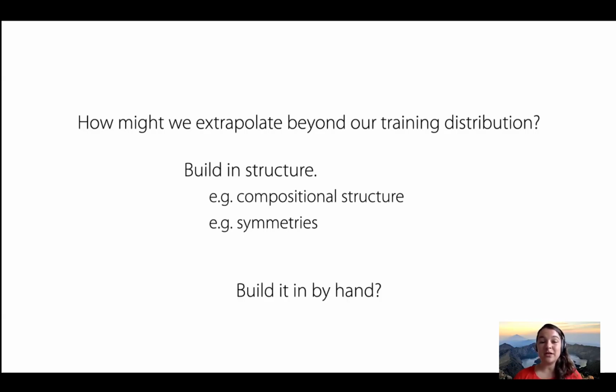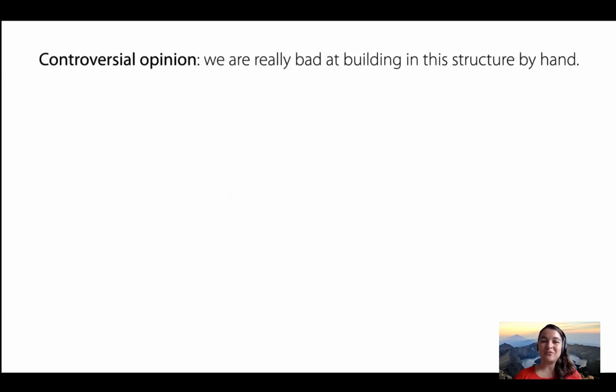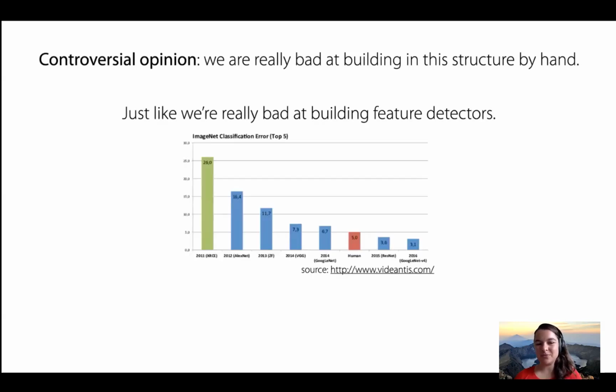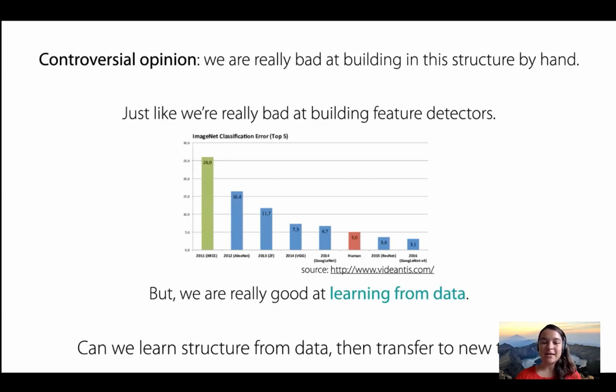One very natural approach is to try to build it in by hand. This is very natural because it seems like we're very good at generalizing, so maybe we can transfer our knowledge to the model. But I'd argue that we're actually really bad at building structure into models, just like we're really bad at building feature detectors. And we've seen this with the history of computer vision, when the performance on ImageNet got substantially better after the introduction of deep neural networks. So while we're really bad at building feature detectors and building in structure, we are really good at learning from data. And so the motivation behind meta-learning is, can we learn structure from data and then transfer that structure to new tasks such that we can generalize with very small amounts of data?